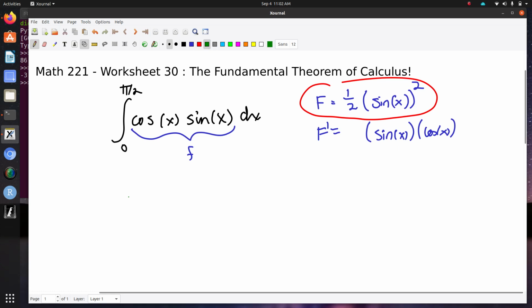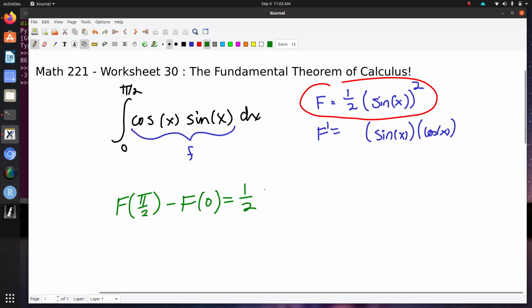Okay, so what you're going to do is say your total accumulation at pi over 2 minus your total accumulation at 0 is your total distance traveled. So your mile marker at pi over 2 minus your mile marker at 0. So let's see what that is.